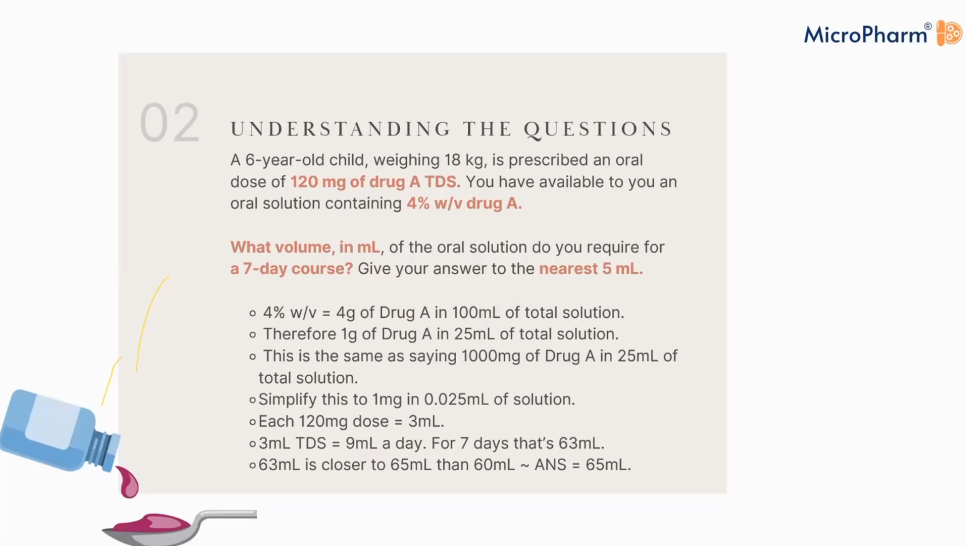Now, I'm quite old school, so I like to figure out what volume is equivalent to 1 milligram so I can then scale that up to 120 milligrams. So I figured out that 1 milligram is in 0.025 mil of the solution. Therefore, 120 milligrams is 3 mil. 3 mil 3 times a day is 9 mil a day. Times 7, that's 63 milliliters. And 63 milliliters is closer to 65 mil than 60 because the question has explicitly asked me to round to the nearest 5 mil.